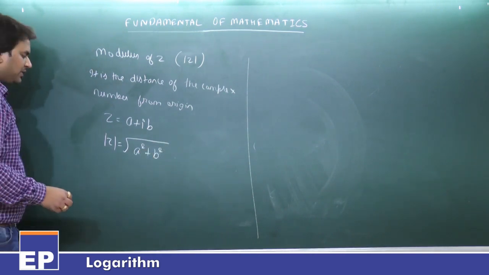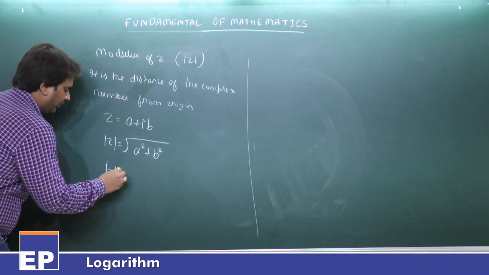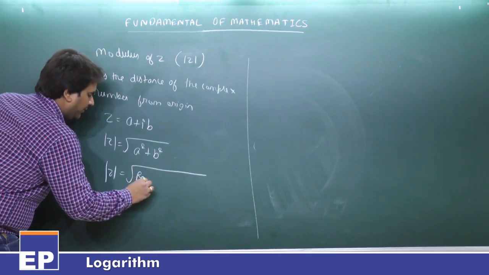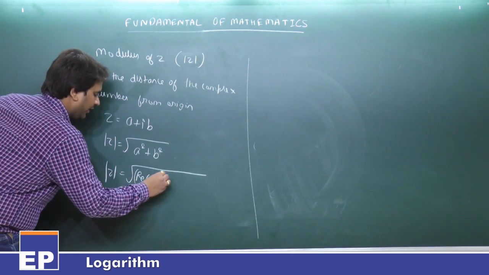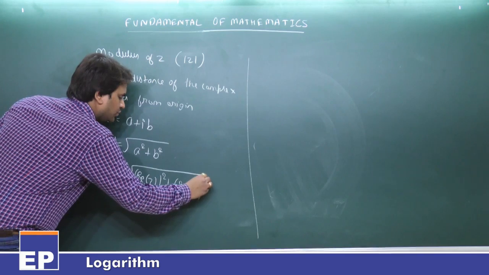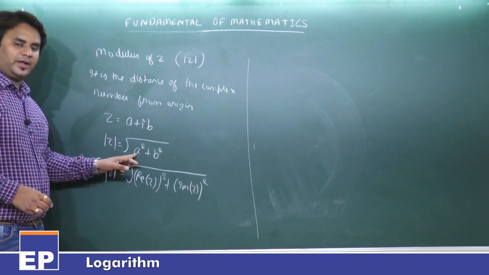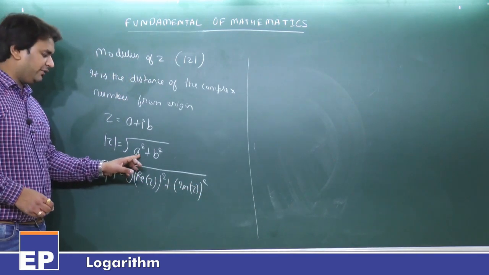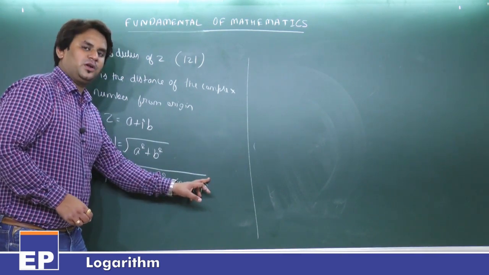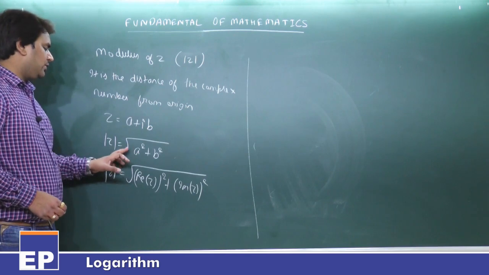Or we can write it like this: mod of z is equal to under root of real part of z whole square plus imaginary part of z whole square. Because a is the real part of z, squared, and b is the imaginary part of z, whole squared. So mod z is equal to under root of a square plus b square.